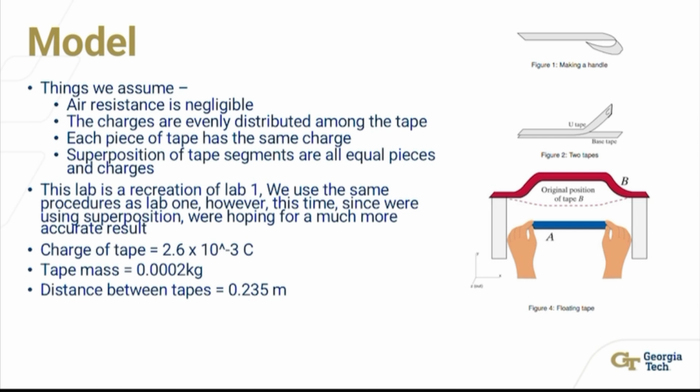This lab is a recreation of Lab 1. We use the same procedures as Lab 1, however this time, since we're using superposition, we're hoping for a much more accurate result. We're going to be breaking down the piece of tape into charges and different segments of charges and then adding them all together using superposition. So these are the starting conditions. They're almost identical to Lab 1.